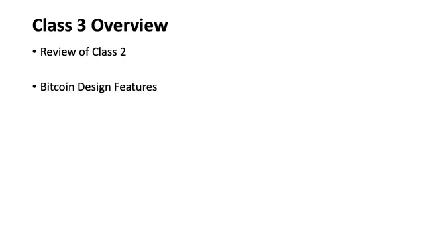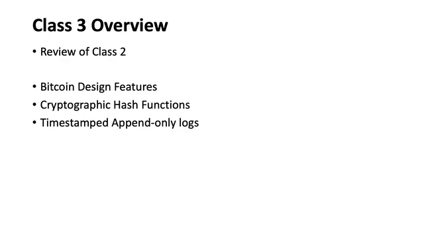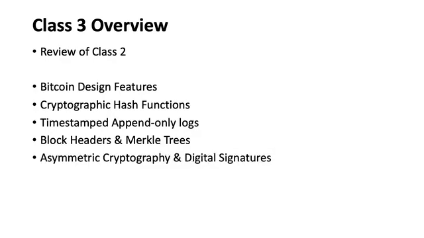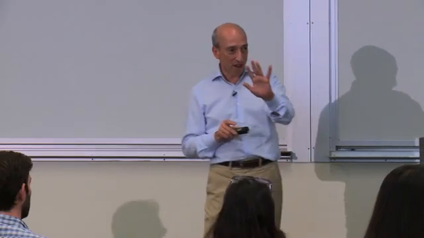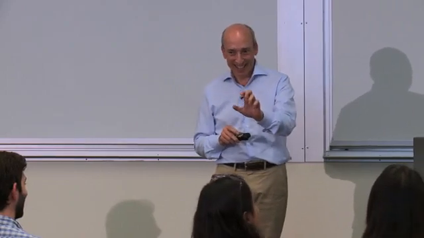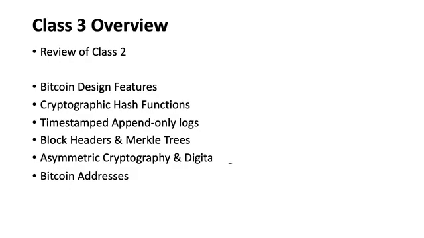So we're going to do a slight review of what we did in class 2, and then we're going to talk about the key design features: hash functions, as I mentioned, what is an append-only log, block headers and Merkle trees, and asymmetric cryptography and digital signatures. Crazy. We're going to cover all 5 of those today. And then you're going to tell me how we did. Oh, Bitcoin addresses, which is just a small thing, 6, actually.